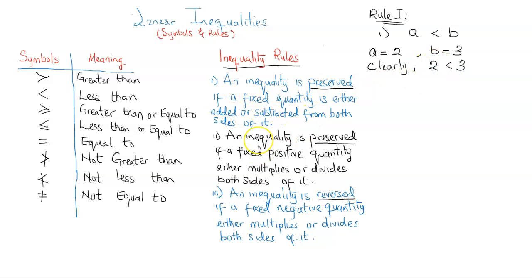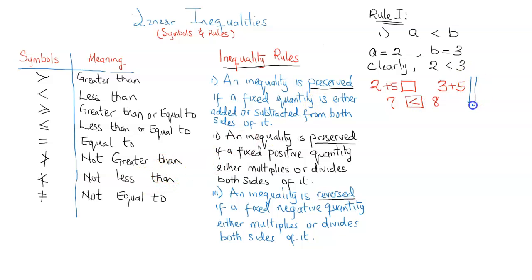Now, if I decide to add a fixed positive quantity to both sides, let's pick 5. So I've got 2 and 3. Now I have no idea what's going to happen here. So if I decide to add 5 to both sides of this inequality, I'm going to get 7 on the left and 8 on the right. So it's so obvious that the inequality is preserved. 7 is still less than 8.